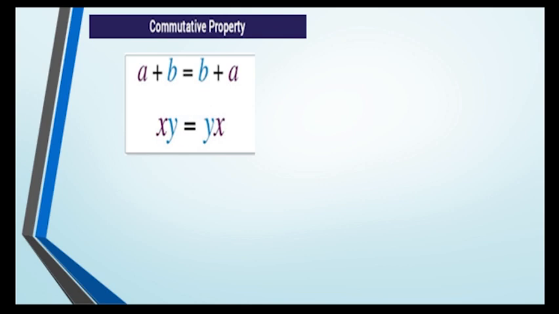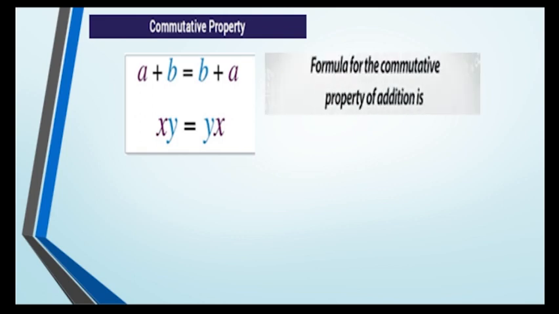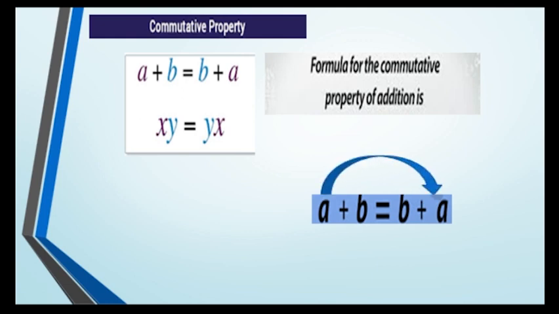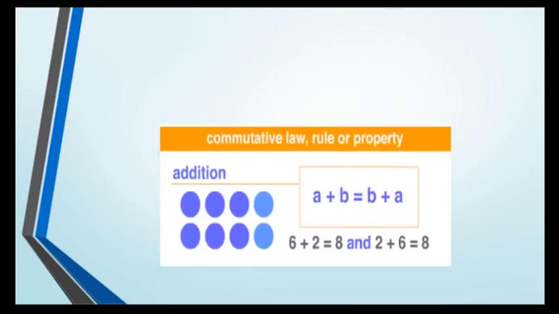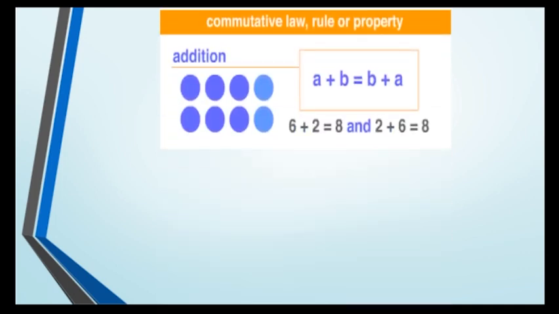Next is commutative property. In commutative property, there were 2 integers: a plus b equals b plus a. If we apply addition on this, we will get vice versa. If I multiply x into y, we will get y into x. What is the formula of commutative property for addition? Here the position of a plus b comes on the right side as b plus a. Next, what is the law? Commutative law, rule or property.